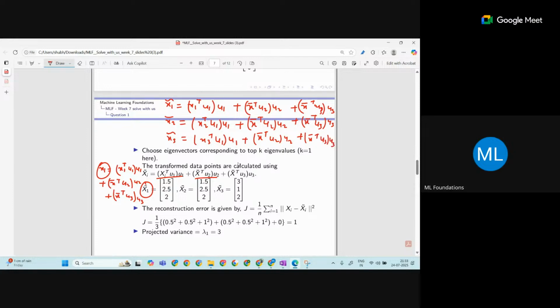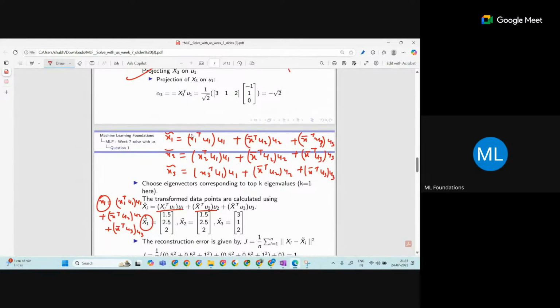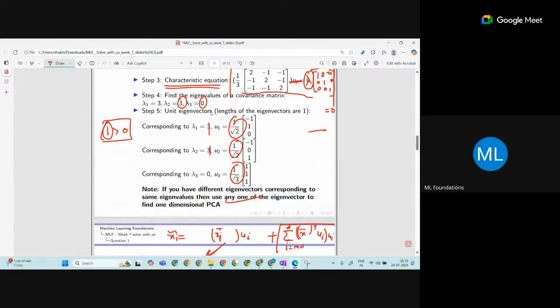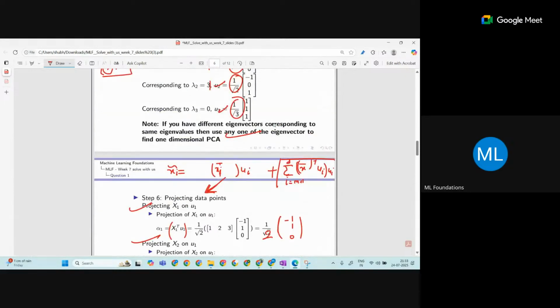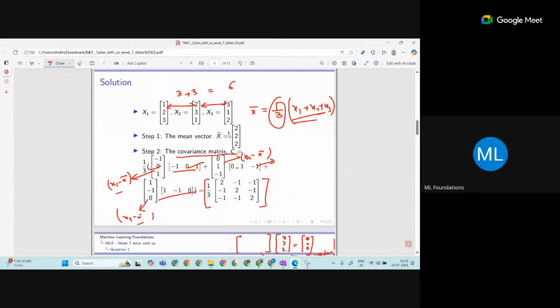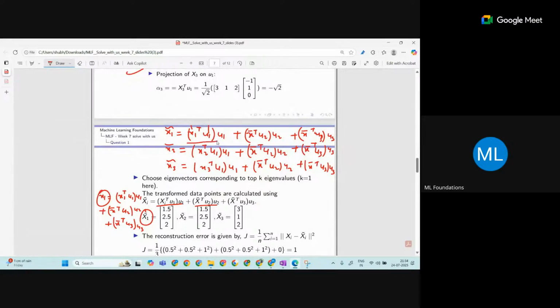Now you just need to substitute the values here. x1 you will get from the given data, u1, u2, u3 you have here already, and the mean you have already calculated here, this is the mean. So everything is there, you only need to substitute, multiply, and solve one by one. That's all.